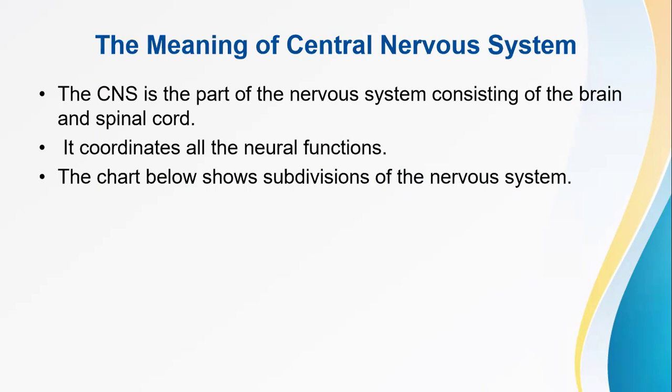The CNS is just the part of the nervous system that consists of the brain and the spinal cord. Now, these are the main components that make up the central nervous system, the brain and the spinal cord. It coordinates all the neural functions and all the neural responses related to the movement of the body. Now, the chart below shows the subdivisions of the nervous system.